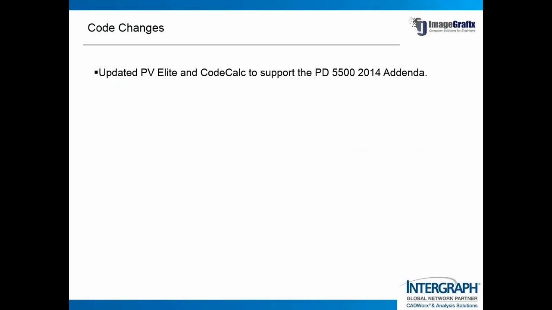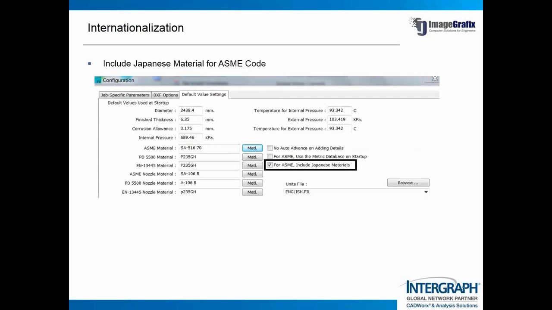So in the code update list, now PV Lite CodeKit 2015 will support BS code PD 5500 2014. In terms of internationalization, enhanced PV Lite will allow you to design pressure vessels using Japanese language material that follows ASME Section 8 Division 1 code standard. To include Japanese material in the material database, select ASME includes Japanese material from the default value setting of your configuration dialog box. If you want to have Japanese material in your database, you need to go in the configuration. Under the configuration, you will find default value setting and check this option.